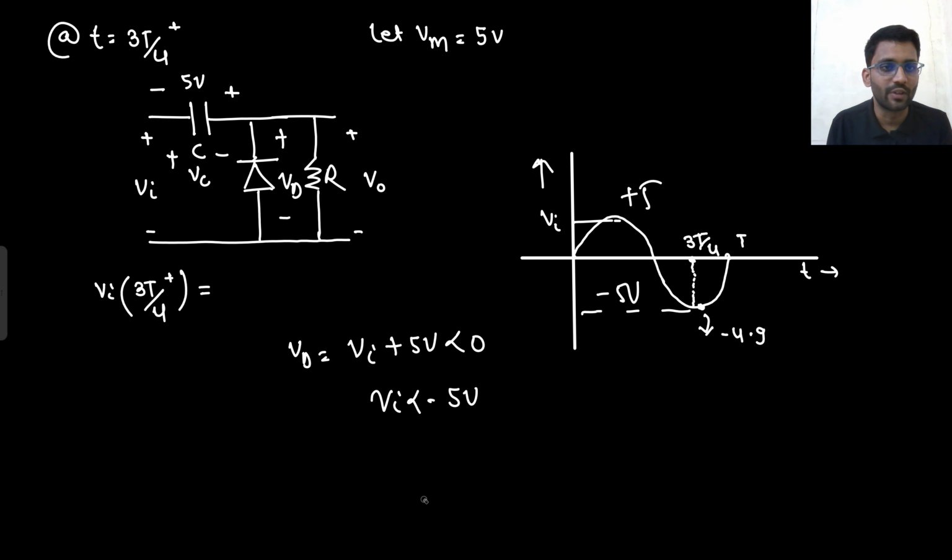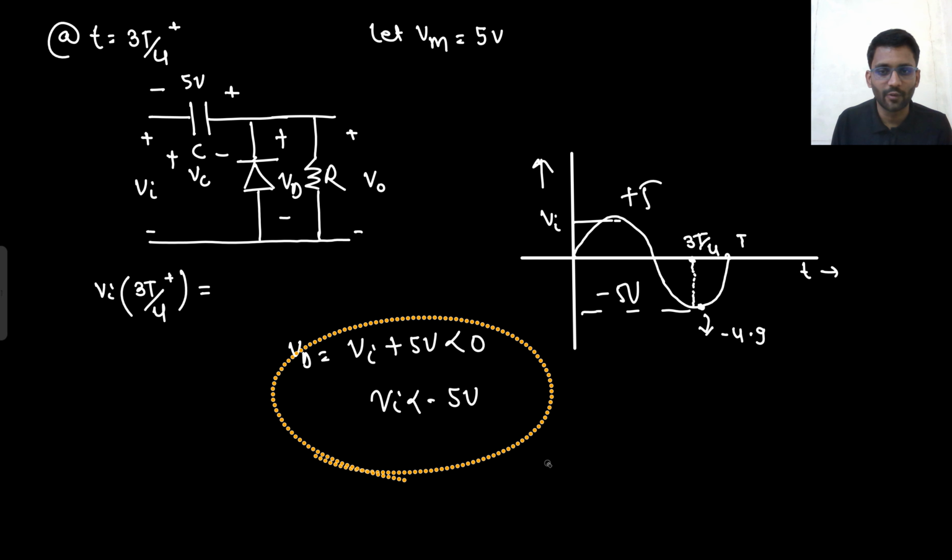So what will be my output voltage now? Output voltage will be V in plus 5 volt. That's it. And that was my target, to shift the waveform upward. So now always my output voltage will be V in plus 5 volt. That was my target and I achieved it. Are you getting this point? Now we will write it all.